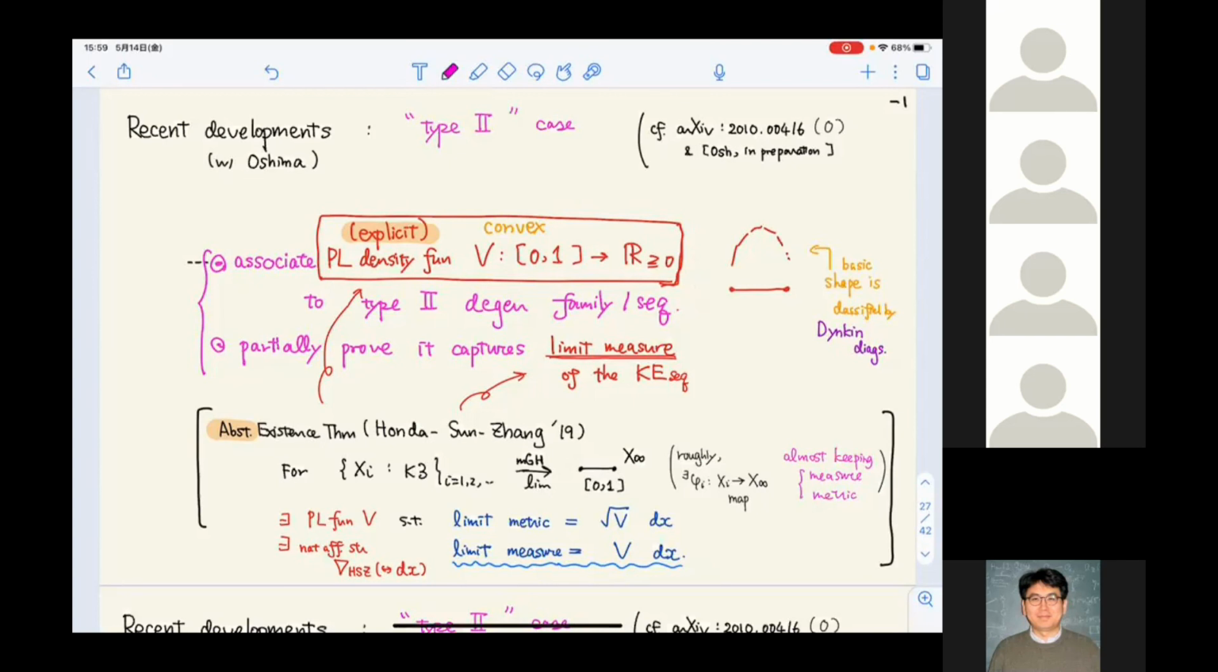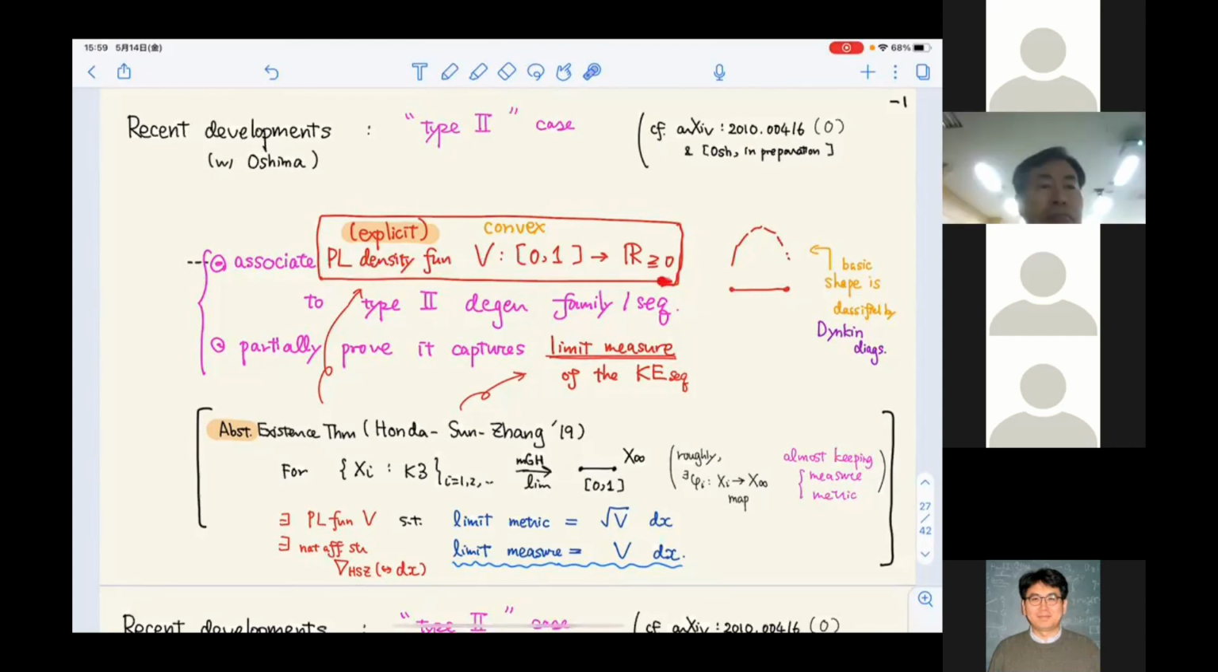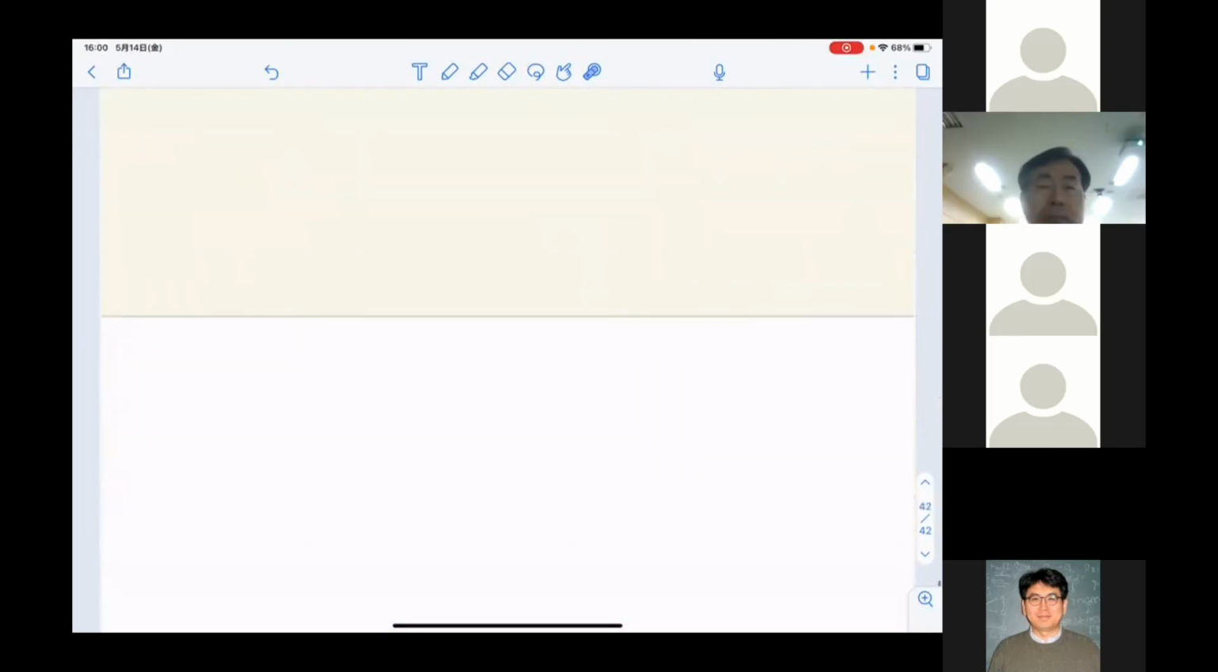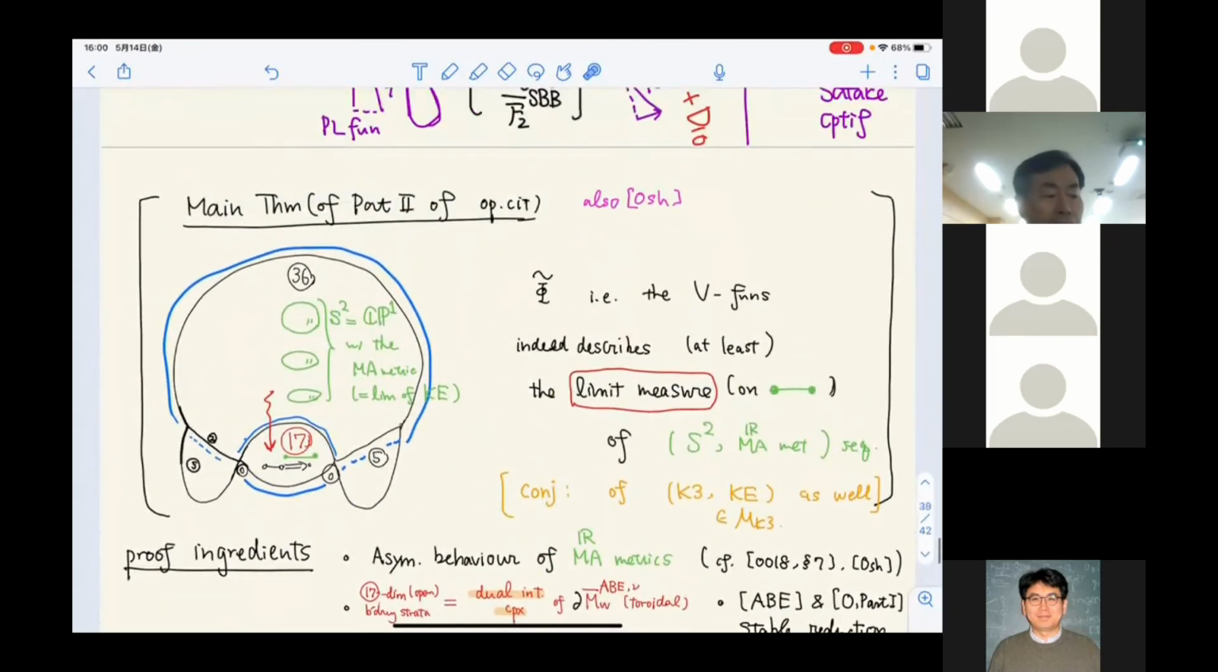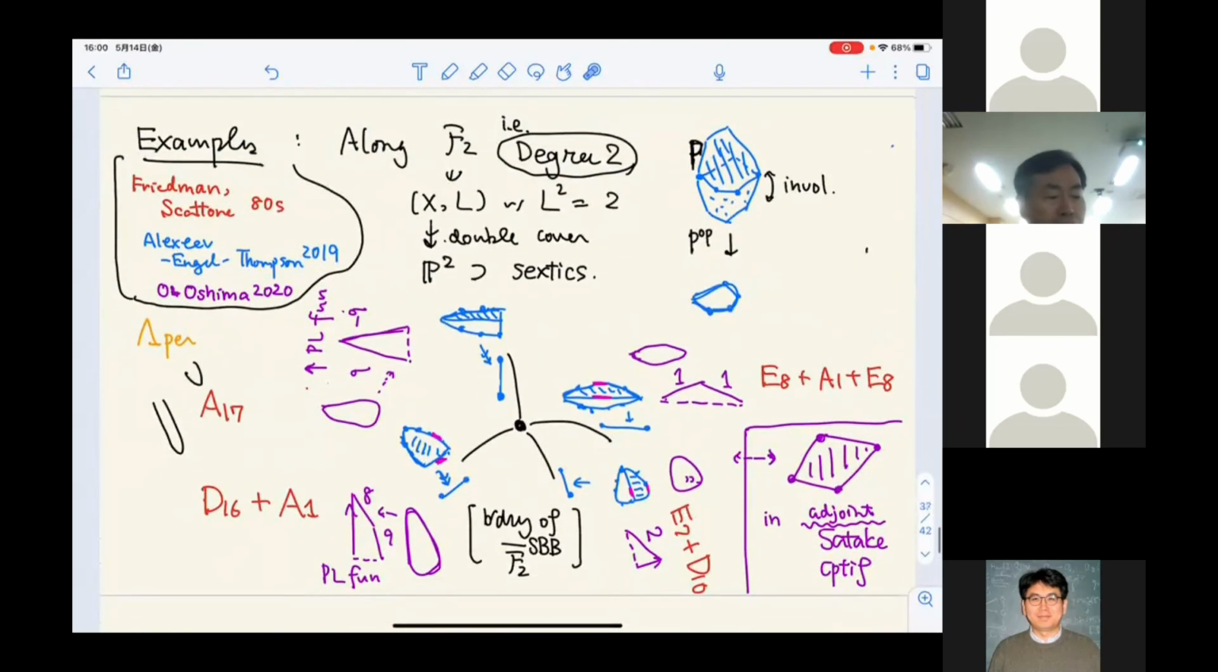sorry, the time is ending up, so let me say this PL density function can be seen as additional information of the type 2 degeneration. And so maybe I wrote an example of type 2 cases, I mean degree 2 cases here. So in the degree 2 case, the degree 2 K3 surfaces are known to be double covers of P2, the projective plane, branched along a sextic.